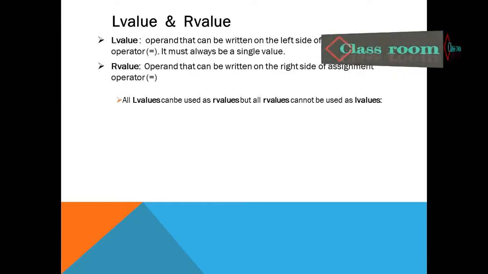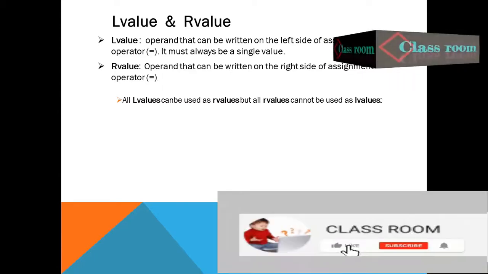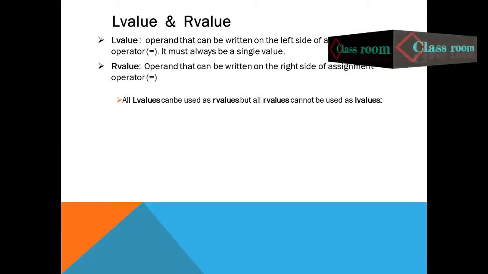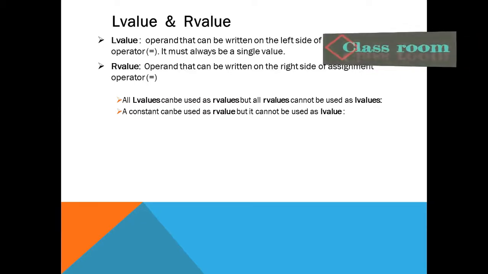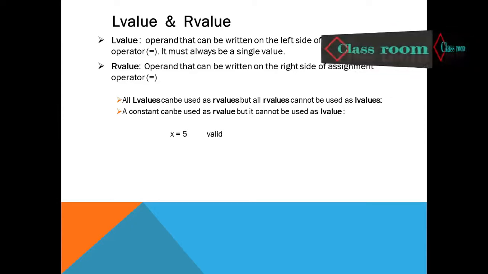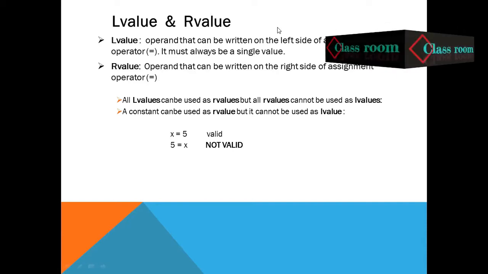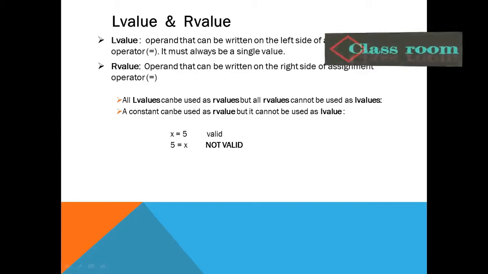All L values can be used as R values, but all R values cannot be used as L values. You can also read L value as left hand side value, and R value as right hand side value. A constant cannot be used as L value, but it can be used as R value. For example, x is equal to 5 is valid, and 5 is equal to x is not valid. Okay, you can write x equal to 5, but you cannot write 5 equal to x.